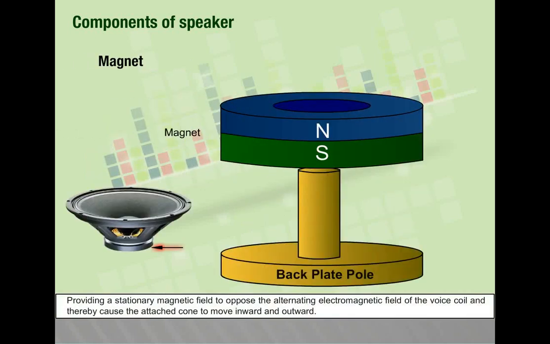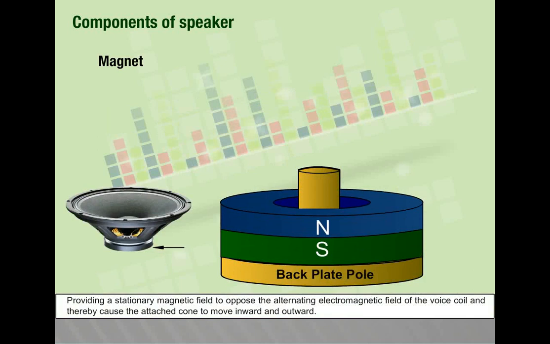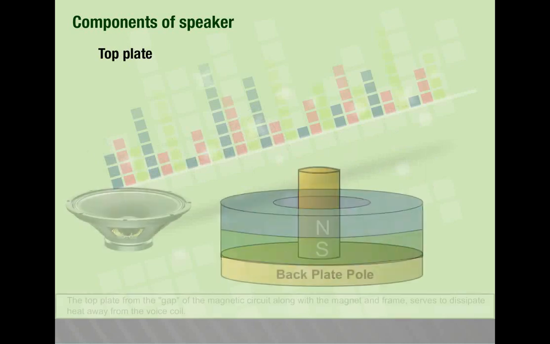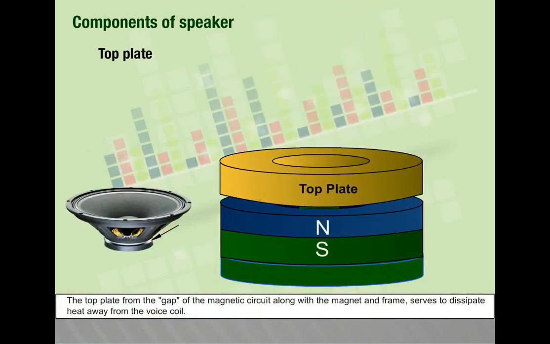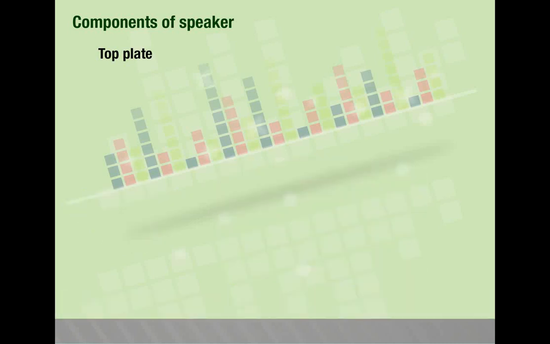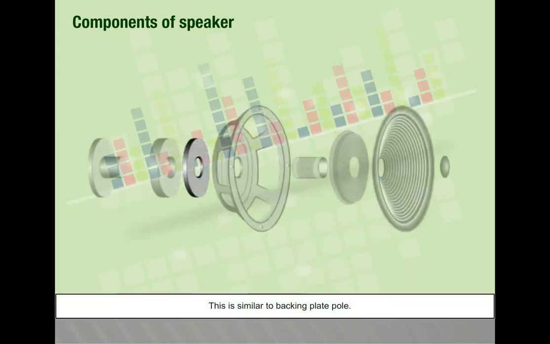Magnet, providing a stationary magnetic field to oppose the alternating electromagnetic field of the voice coil and thereby cause the attached cone to move inward and outward. Most drivers use a ring-shaped magnet that is made of a ferrous ceramic material. Top plate. The top plate forms the gap of the magnetic circuit along with the magnet, and the frame serves to dissipate heat away from the voice coil. This is similar to the backplate pole.